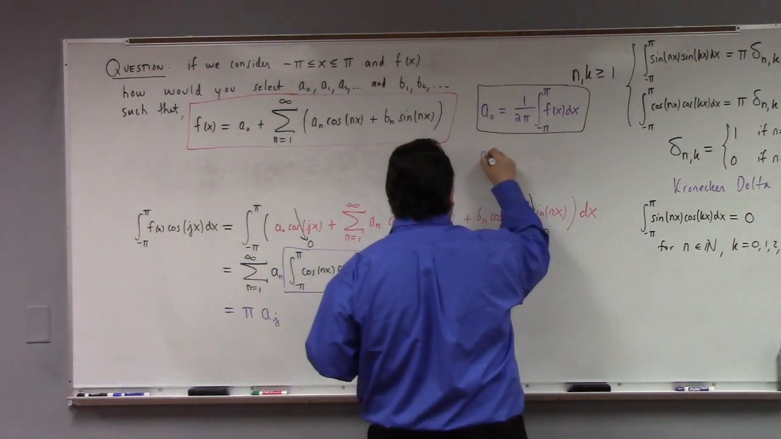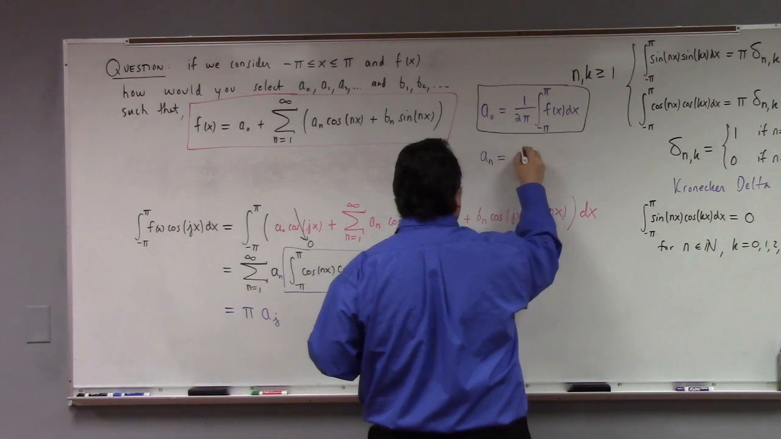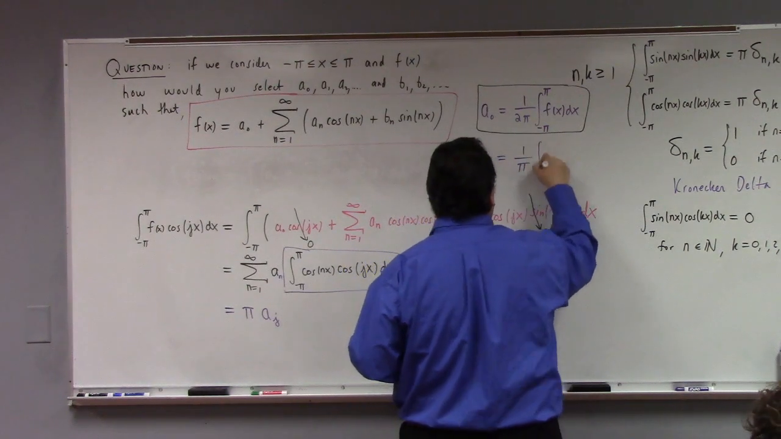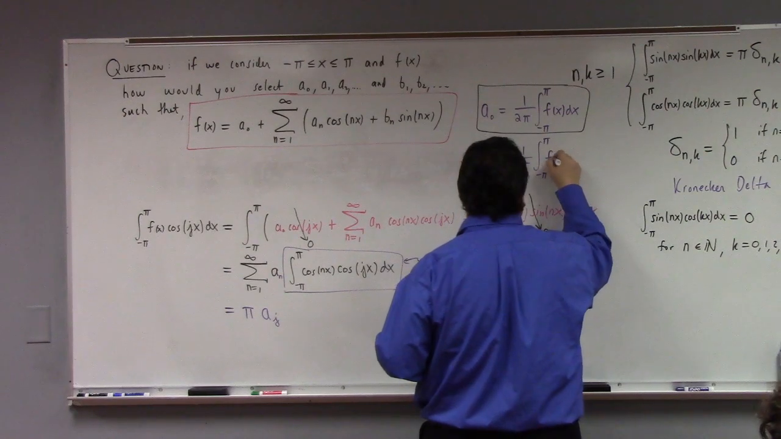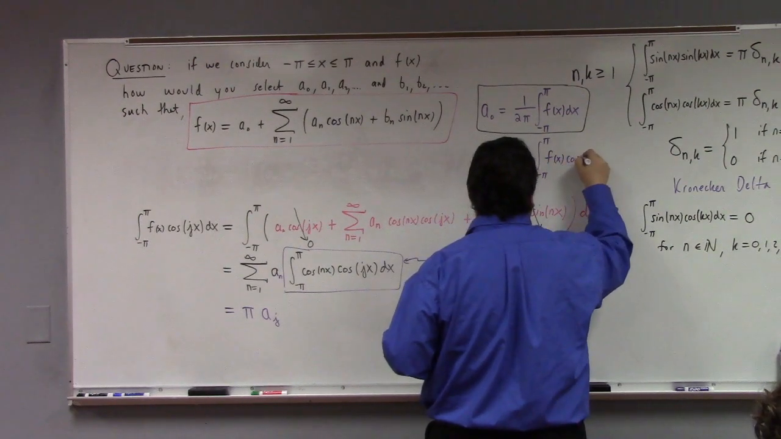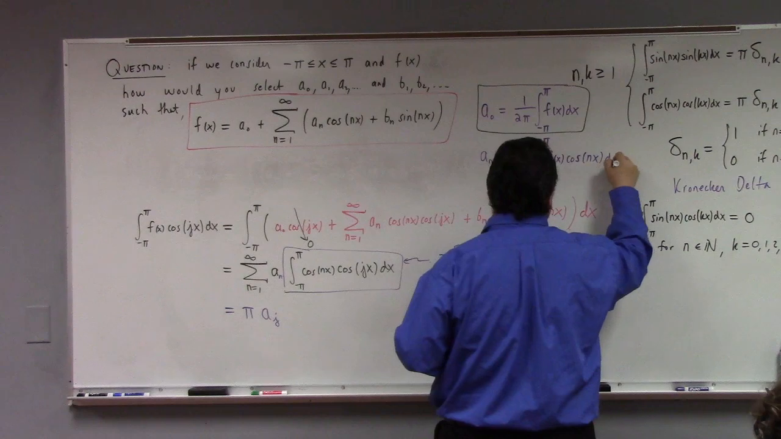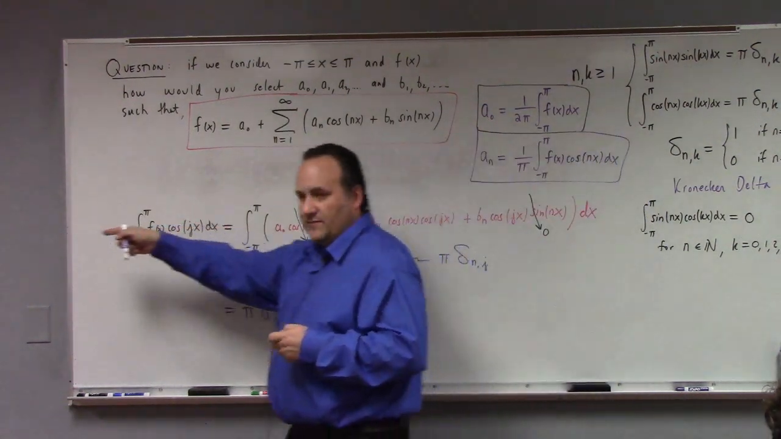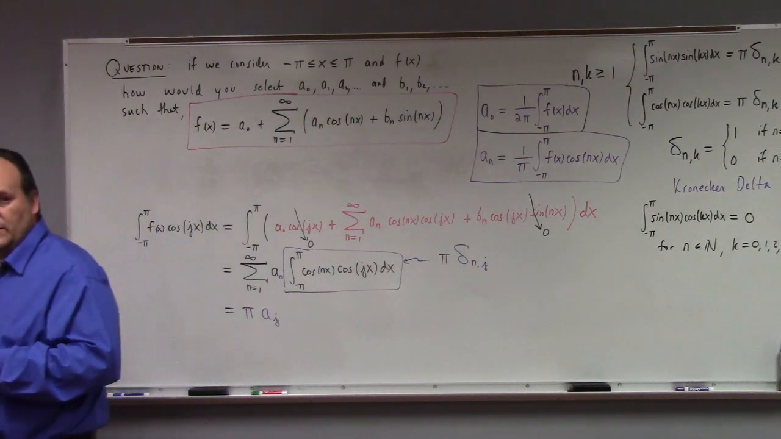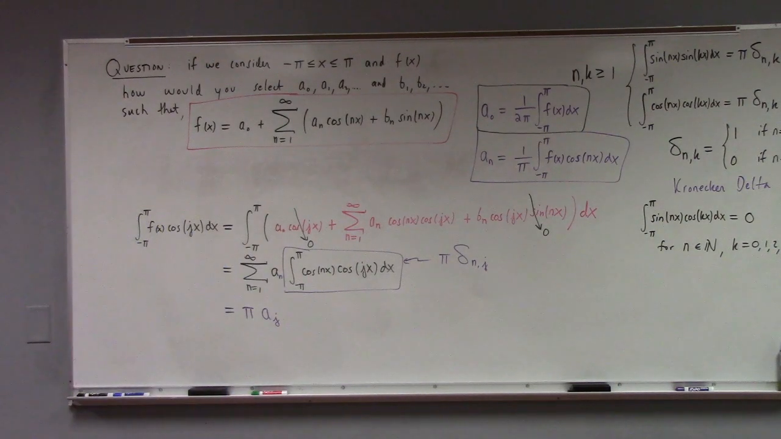I'm going to write it as n instead of j if you guys don't mind. a sub n is 1 over pi, integral from minus pi to pi of f of x cosine of nx dx. So there is the analog of my dot product formula for a two-dimensional vector. If I want to select the a sub n, I take the integral with the cosine nx.